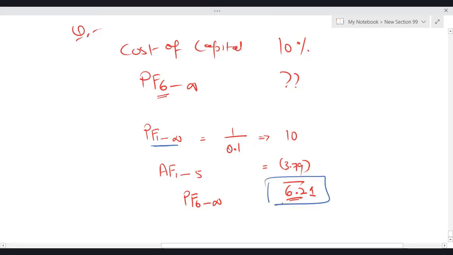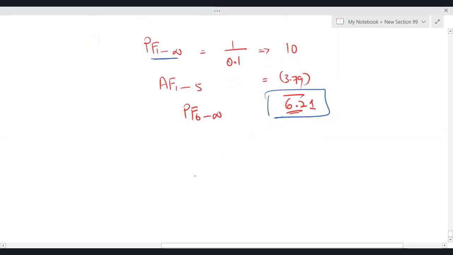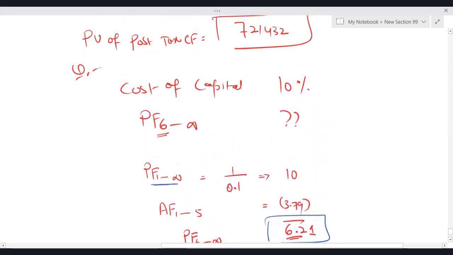Now, please try to understand another way of calculating the same thing. For the same question, perpetuity factor from 1 till infinity is 10. But obviously, we don't need perpetuity factor from year 1 till infinity. Actually, we need perpetuity factor from year 6 till infinity. So obviously what comes before 6, that is 5. Just do one thing.